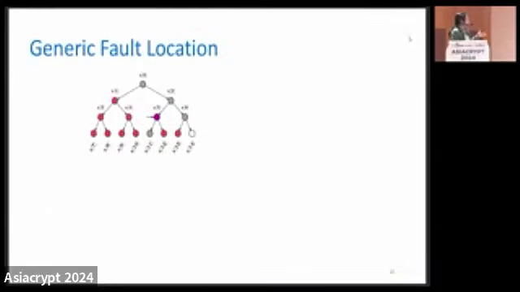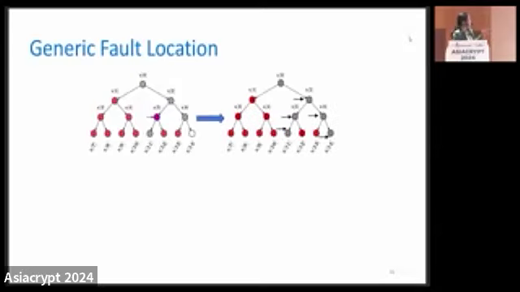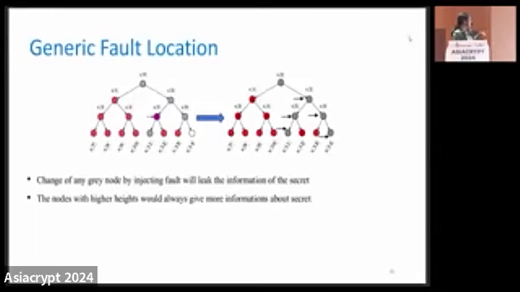However, X5 is not the special node. If we target any of these grey nodes, then we can get the secret information. However, if we select the nodes with higher height, it would give more information about the secret. Suppose we select the node X2, then it will provide us the information of Q1 and Q2 corresponding to the leaf node X4.